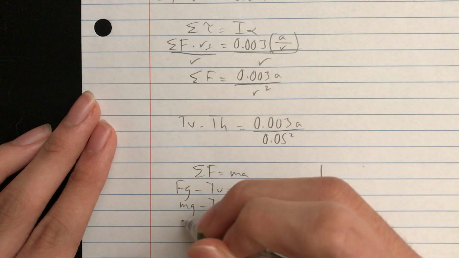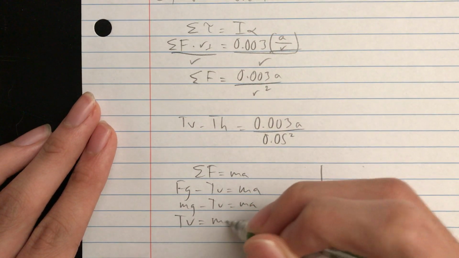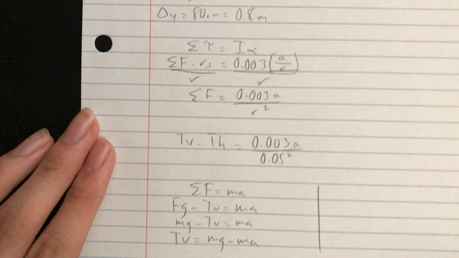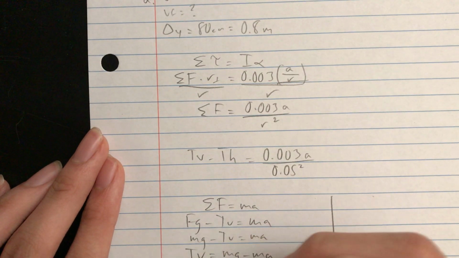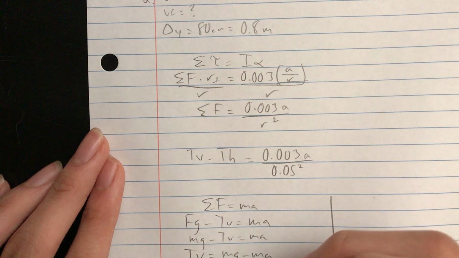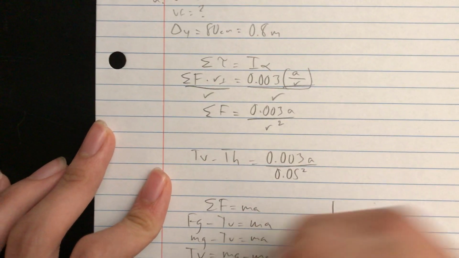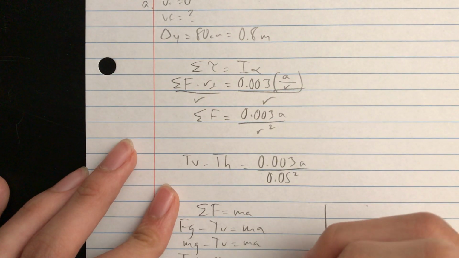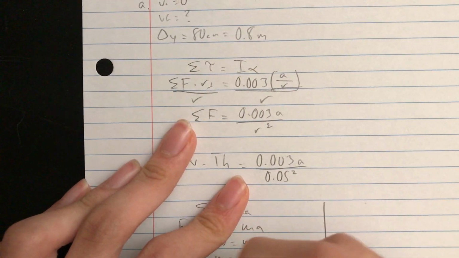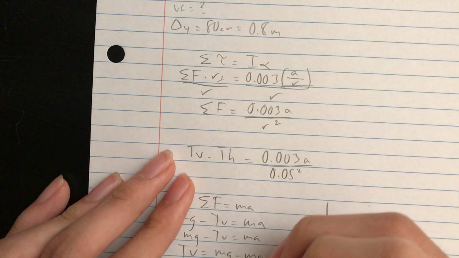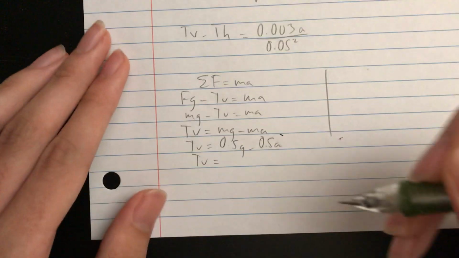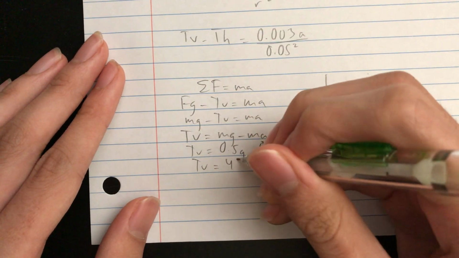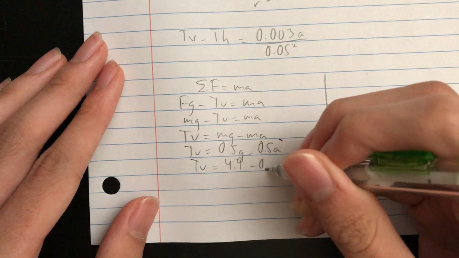Alright, next we isolate for TV. TV equals mg minus ma, and m is 0.5. So TV equals 0.5g minus 0.5a. And in the end, we get TV equals 4.9 minus 0.5a.